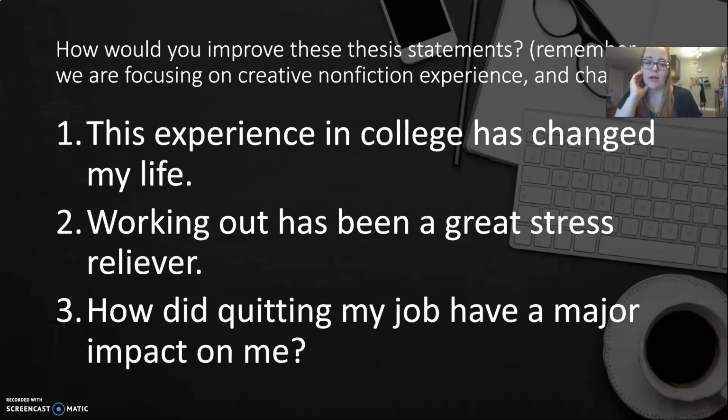The second one says, working out's been a great stress reliever. So this might be true, but I don't think it's very debatable. I mean, most people would agree that working out relieves stress, but is that really the change that you want to focus on? If you maybe said instead, working out's been a great way to relieve the stress I've experienced from going to school, working, and being a mom all at the same time. Now that's a little more specific.